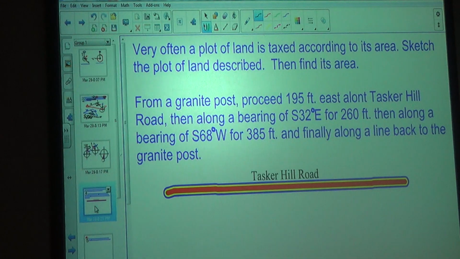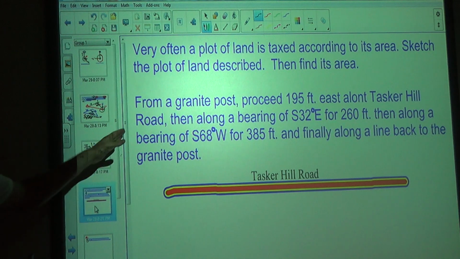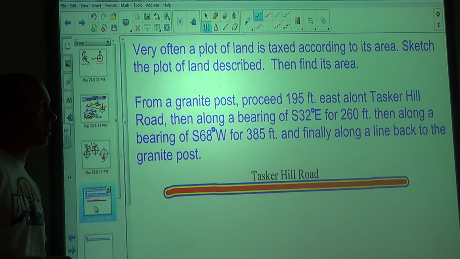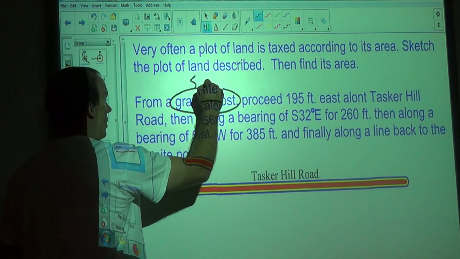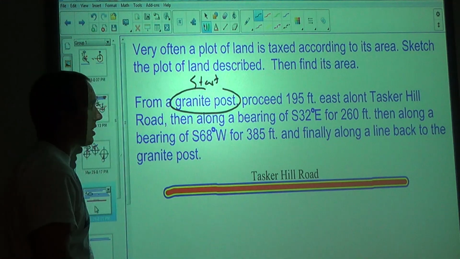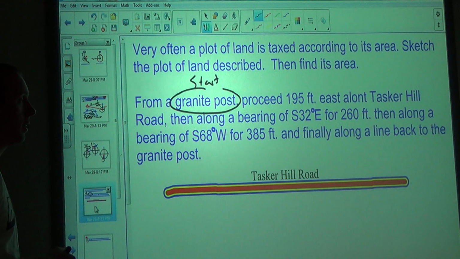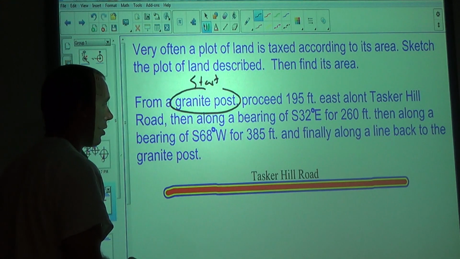Okay, very often a plot of land is taxed according to its area. Surveyors might do this to figure out the area of what they're trying to maybe build a road over or whatever it is. Farming, figure out how much land they have. So they have to find the area. Okay, so here's a story problem. It says from a granite post, that's a starting point here, so that's where I start. Proceed 195 feet east along Tasker Hill Road.